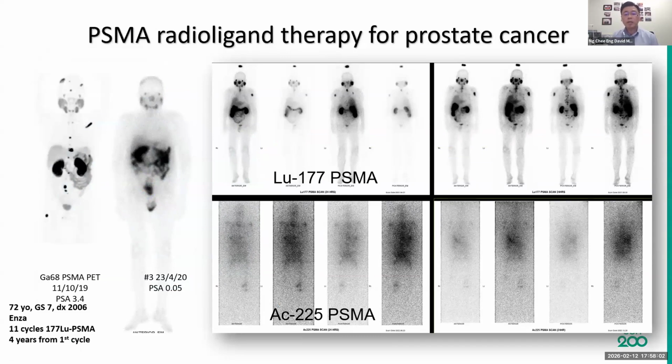treat the patient. So in this case, for example, the patient was treated and you can see the metastasis has slowly decreased. And the one below is the actinium version of PSMA theranostics. Because actinium is an alpha emitter, it has a small emission of gamma rays. So the images are blurry, but you can see roughly that there is some uptake in the lesions.